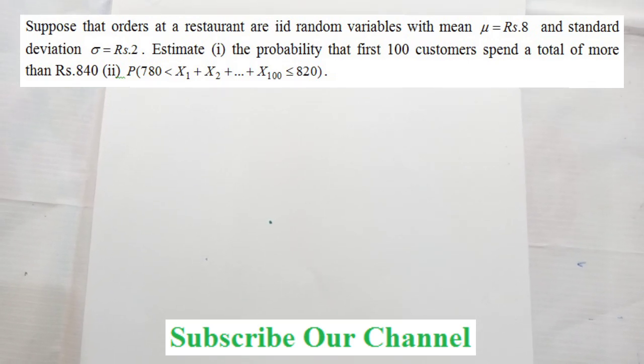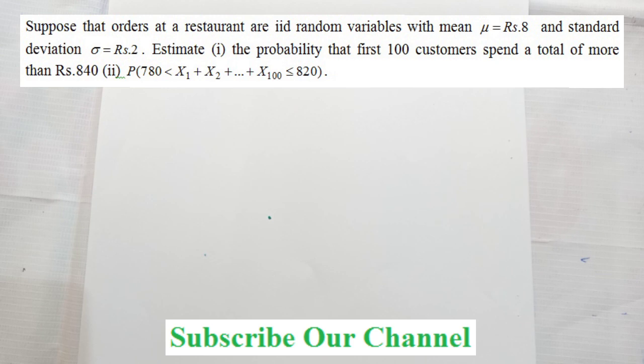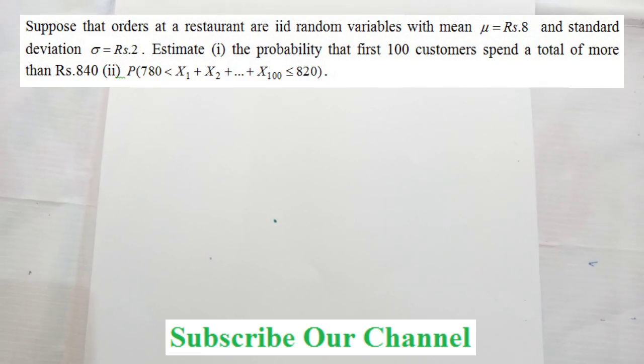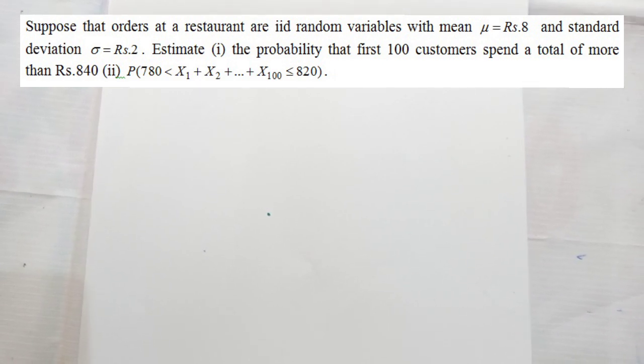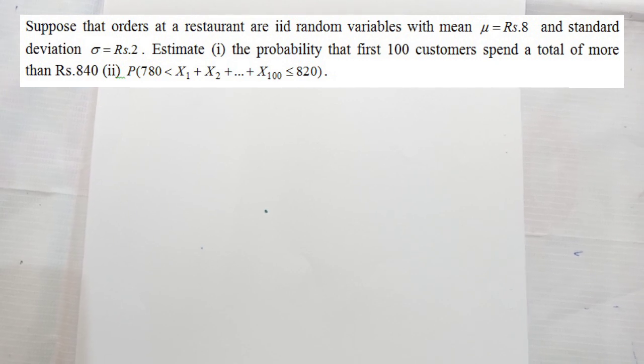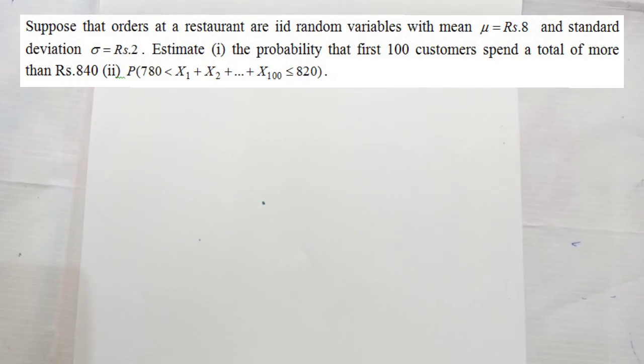Suppose that orders at a restaurant are IID. IID means independent identically distributed random variable. IID random variable with mean mu equal to rupees 8 and standard deviation sigma equal to rupees 2. Estimate the first question, the probability that the first 100 customers spend a total of more than rupees 840.